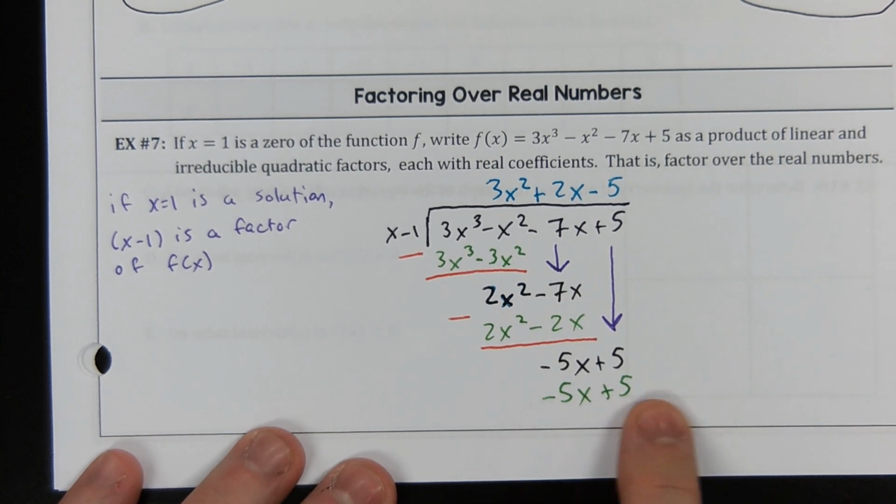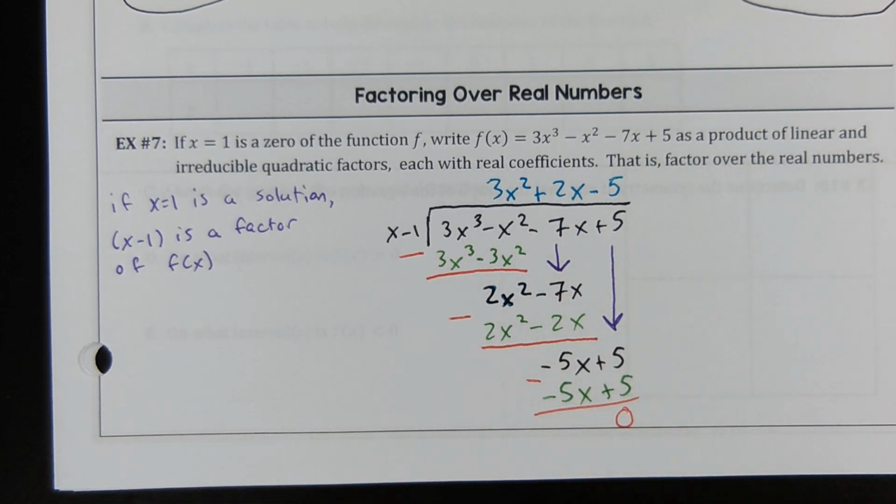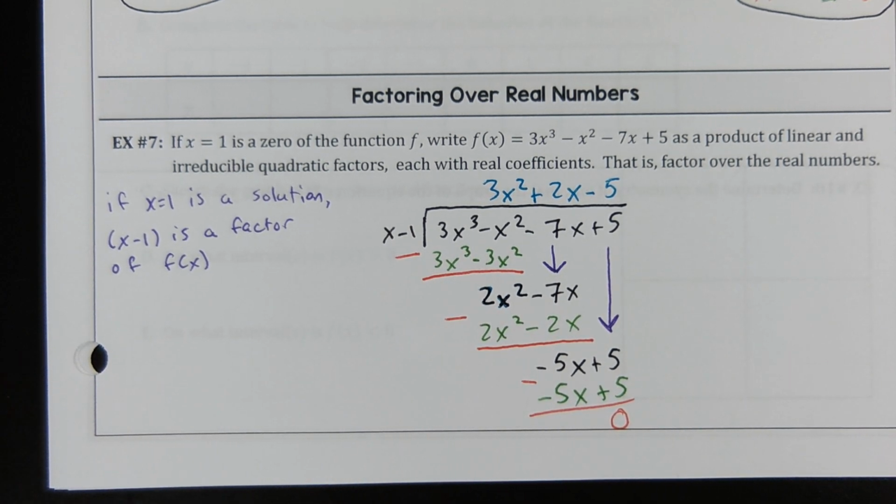And anytime you subtract something from itself, you will be left with 0. So see, I had no remainder. Why? Because x minus 1 was a factor. That happens when you divide by a factor, you get no remainders.